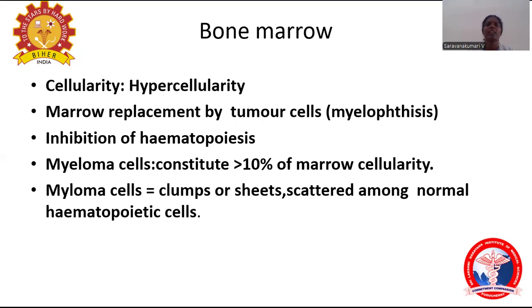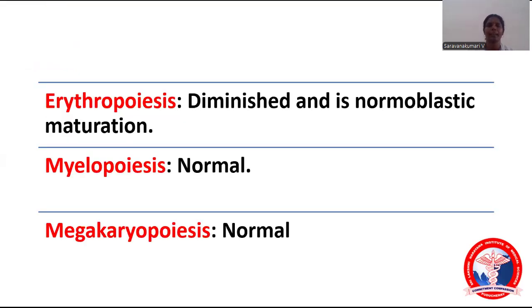Cellularity wise, there will be hypercellularity, and the marrow will be replaced by the tumor cells. This phenomenon is called myelophthisis, and there will be an inhibition of the hematopoiesis. Myeloma cells constitute more than 10% of the marrow cellularity, and they are usually seen as clumps or in sheets or scattered among the normal hematopoietic cells.